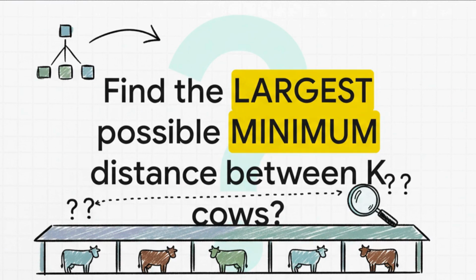Imagine you've got a bunch of cows, and you need to place them in stalls along a barn. Your goal is to maximize the minimum distance between any two cows, so they all have their personal space. Now, you could try to check every single possible arrangement, but that would take practically forever. There's a much smarter way to do this.